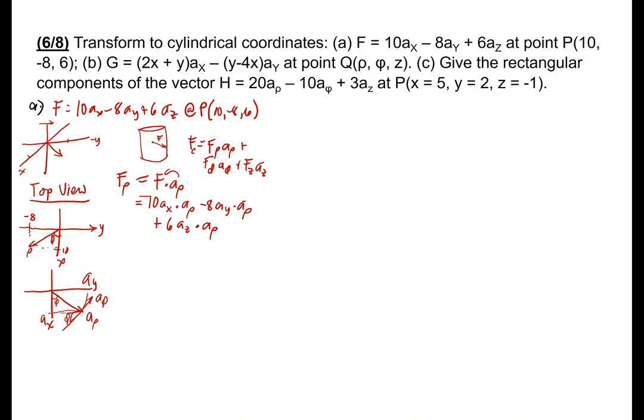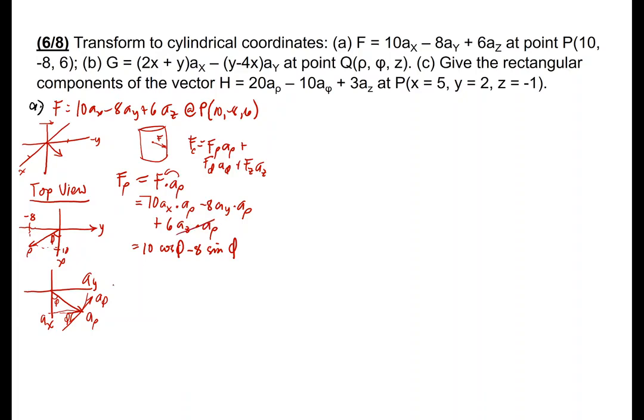So that might be the term. So this is 10 cosine of φ. Okay, then minus Ay with respect to Aρ. That's sine. Okay, 8 sine φ. Then Az dot Aρ is 0.